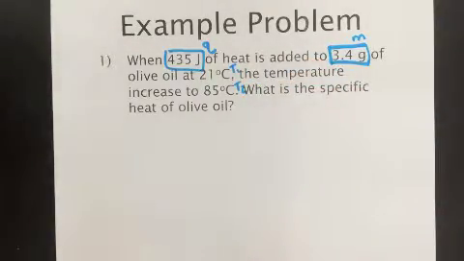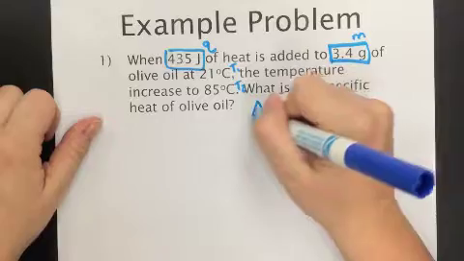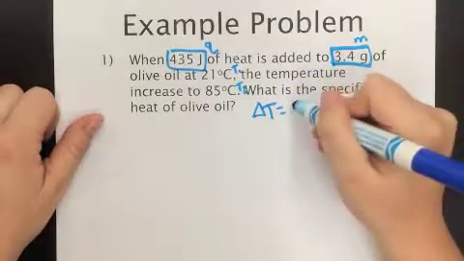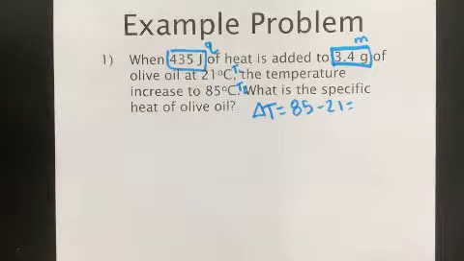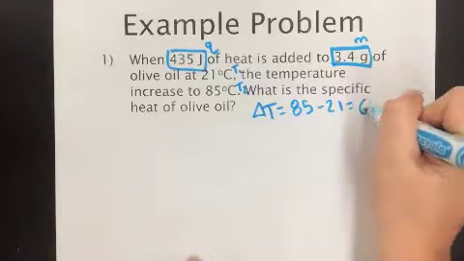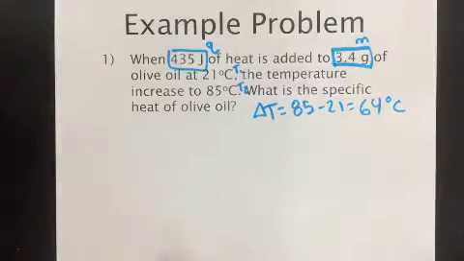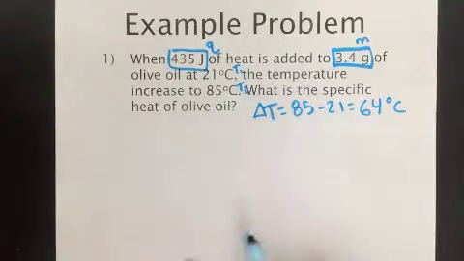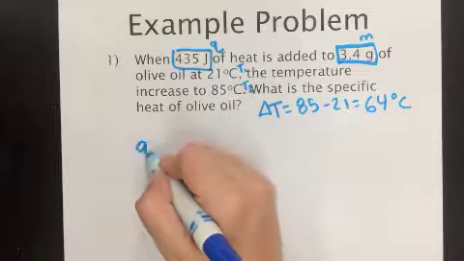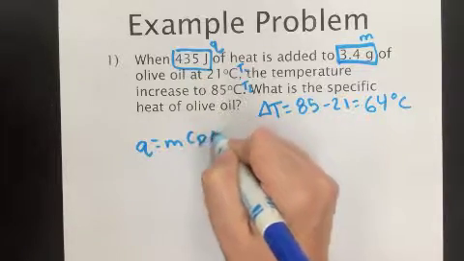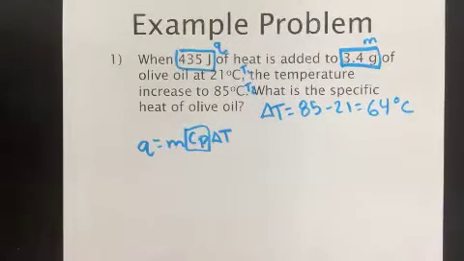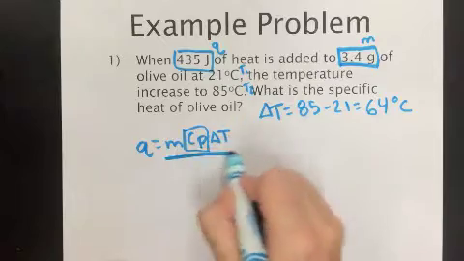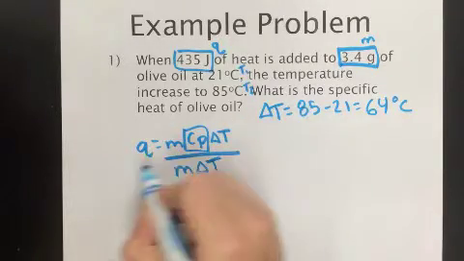So one of the first things you're going to do, if you have two temperatures there, that means we need to solve for triangle T first. So you're simply going to do 85 minus 21. So 85 minus 21 gives you 64. Okay, so that's our change in temperature. And it's asking for the specific heat of olive oil. So this means we have Q equals mCp delta T. We need to solve for Cp. So how do we get Cp by itself? We need to divide both sides by m delta T.